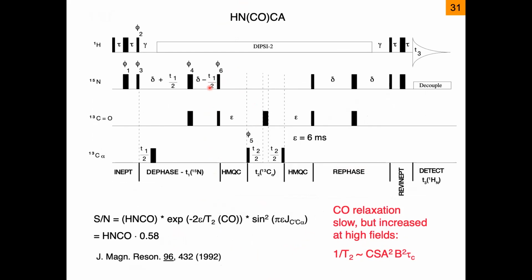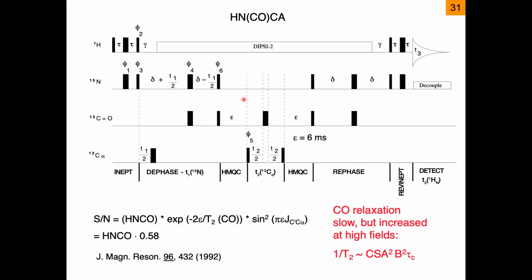Now you go from the HNCO to the C alpha of the preceding amino acid. There, the coupling is 55 Hertz. The CO relaxation is not very strong because there's no nearby proton, but there is CSA relaxation on the carbonyl, and it gets more strong at higher magnetic fields. But it's still a very efficient experiment.